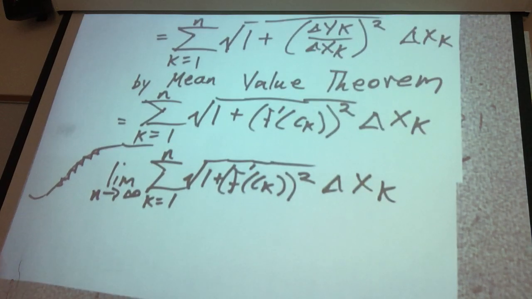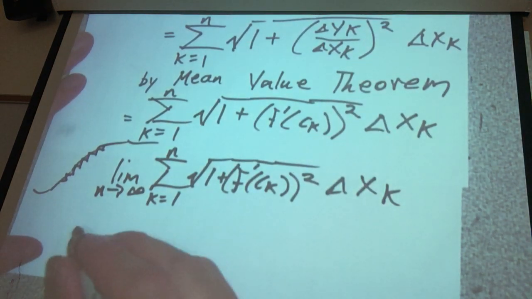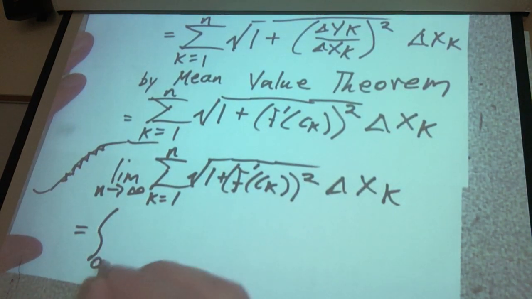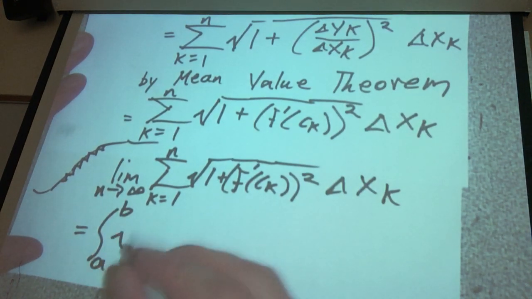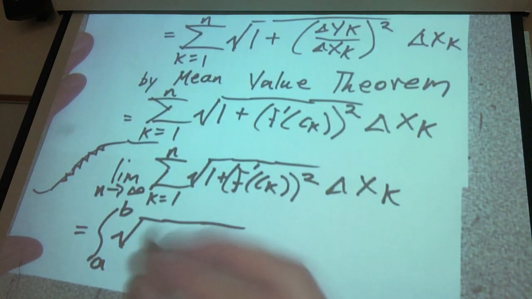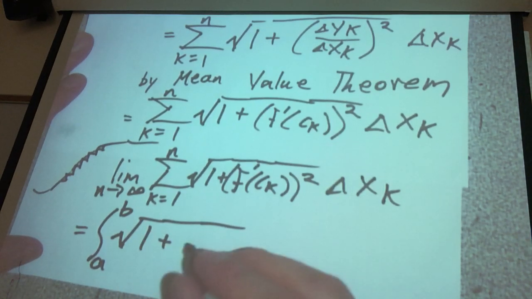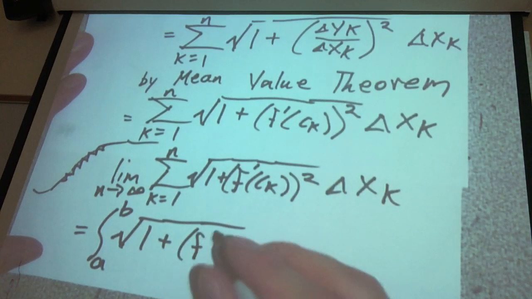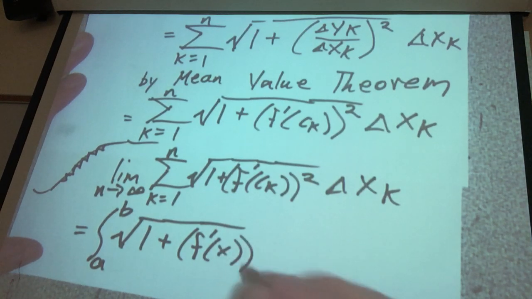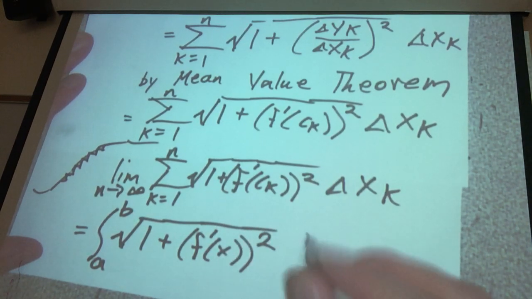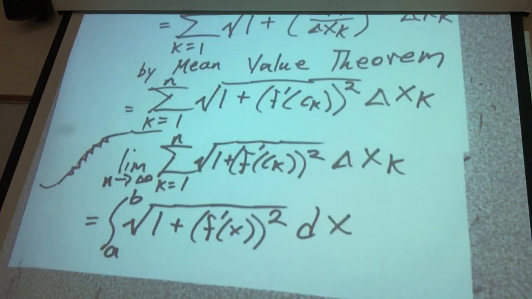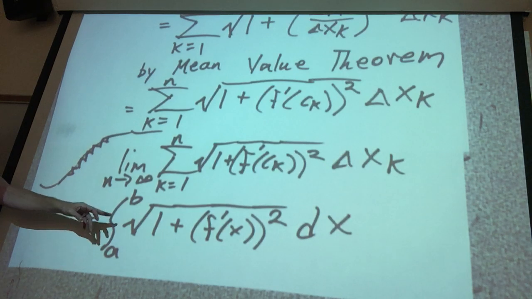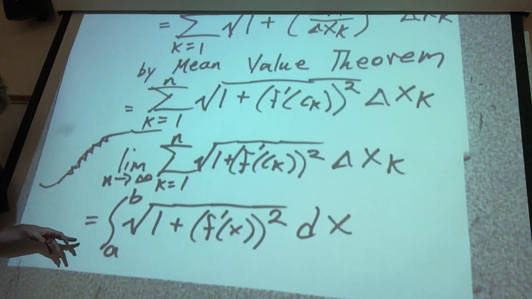Okay, so if I made the triangles smaller and smaller and smaller until they all merge together, this is going to equal the integral from a to b of the square root of 1 plus, I'll use parentheses on this one, f prime of x squared dx. Okay, now this formula right here, this is the formula to calculate arc length.